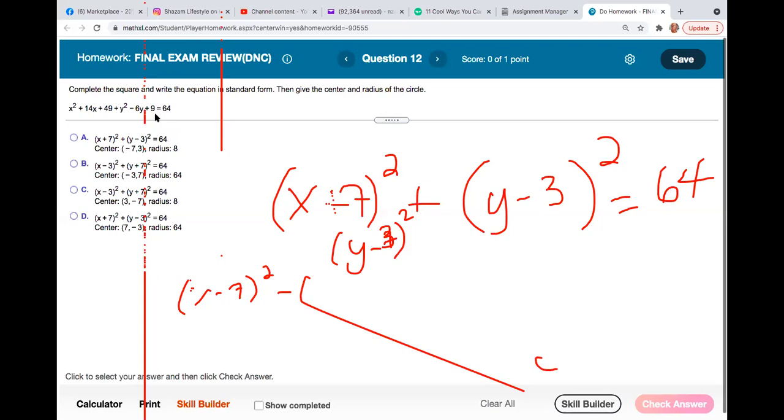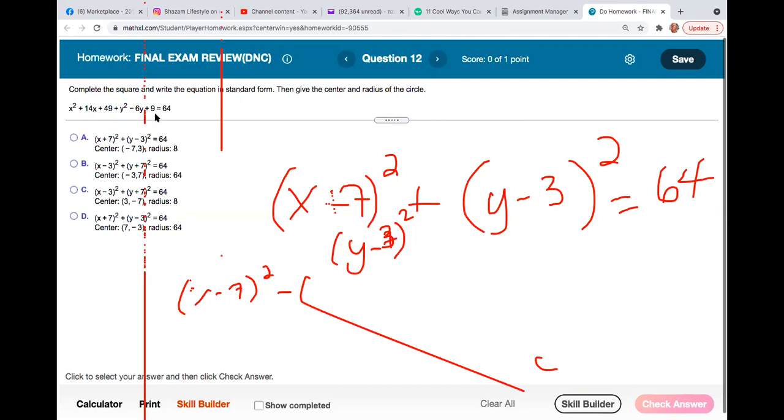Now, if you're looking at the answer choices, the first thing you should notice is our equation is x plus 7 squared plus y minus 3 squared equals 64. So the first thing I would do is eliminate some of the answer choices, like letter B cannot be the correct answer. Letter C cannot be the correct answer because it's got the wrong equation. So that leaves me with either D or letter A. And then I gotta find the center, opposite of what's inside the parentheses. So the positive 7 becomes a -7, and then of course the -3 becomes a positive 3.